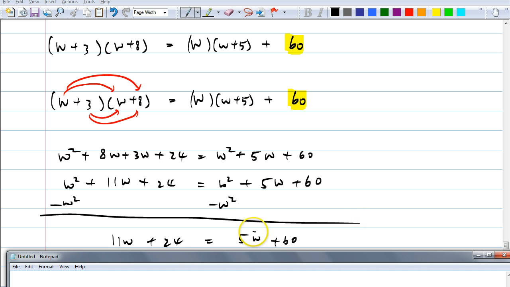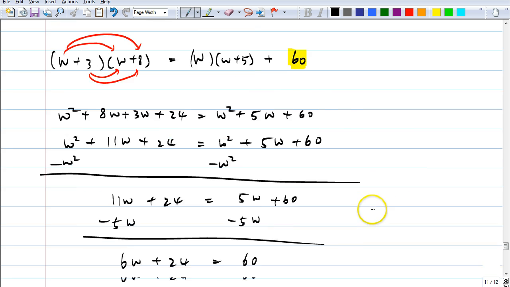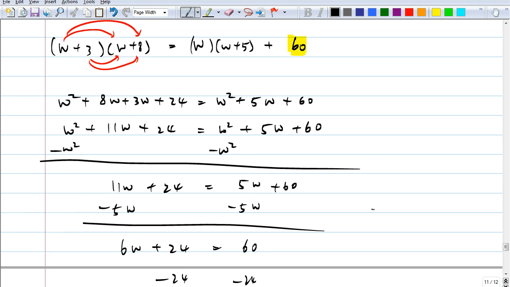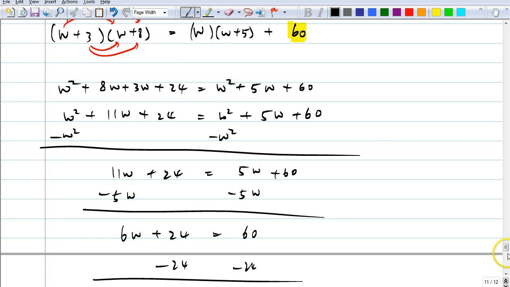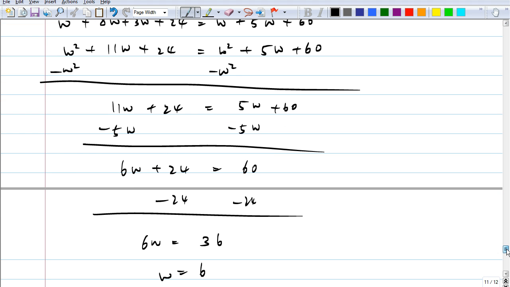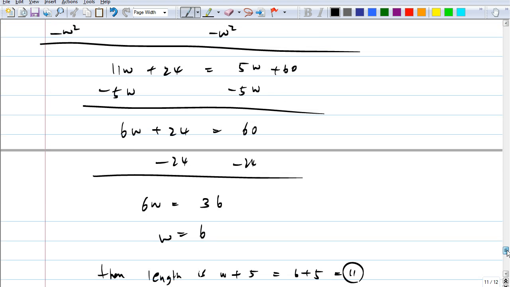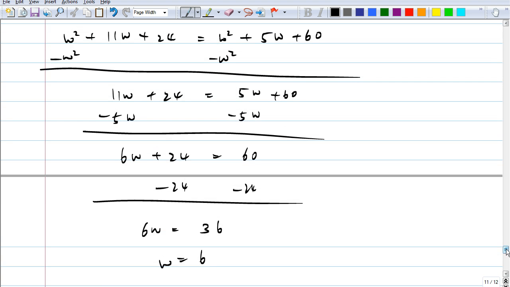Of course, we're going to get rid of 5W or 11W, class? 5W. Okay, then we get 6W plus 24 equals 60. Subtract 24 from both sides. Right? Question? Okay, then we get 6W equals 36. How many people got W equals 6? Raise your hand. Very good. A lot of you.